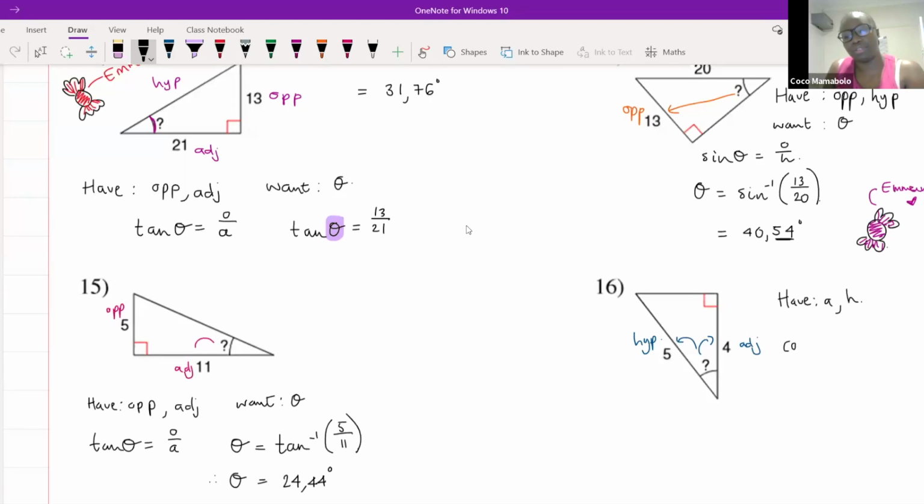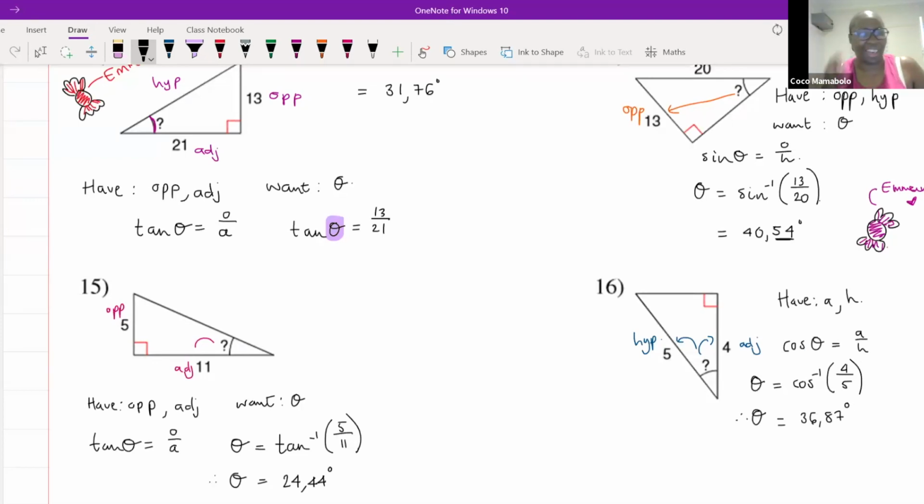Correct. I was just waiting for you, Kulani. Cos is equal to A over H. But because we're looking for the angle, we must shift angle. Good. So theta is equal to arc cos of 4 over 5. And that is equal to, what is our angle theta equal to here? 36,87 degrees. Oh, I'm loving all the degrees.